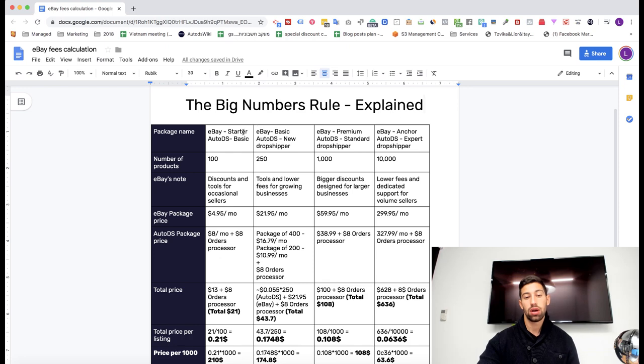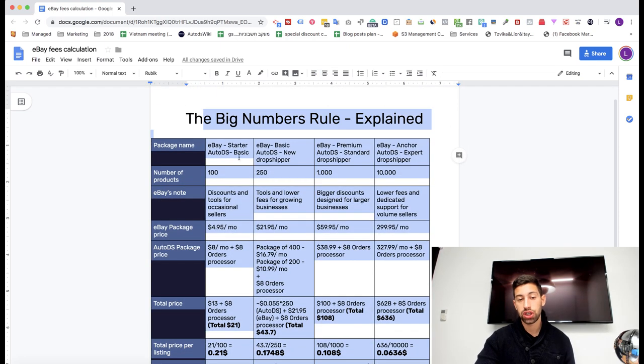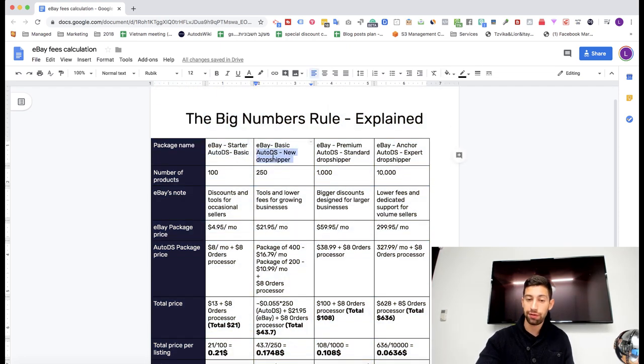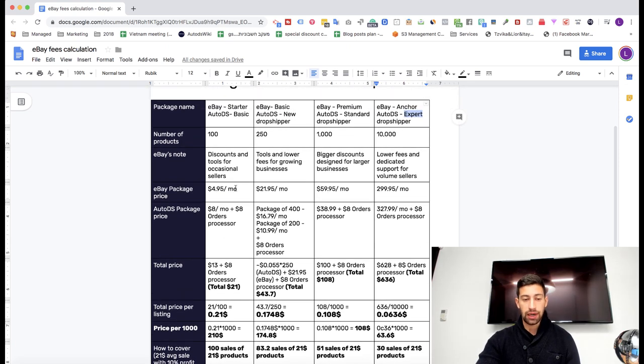So let's check the eBay packages. Here we have four different eBay packages. Well, the first one is the starter, basic, premium, and anchor. About the others that are before the 100, I will not even talk about this because the stores with less than this amount of products will not succeed or will not make enough money to make this business work for you. So let's check the pricing per package.